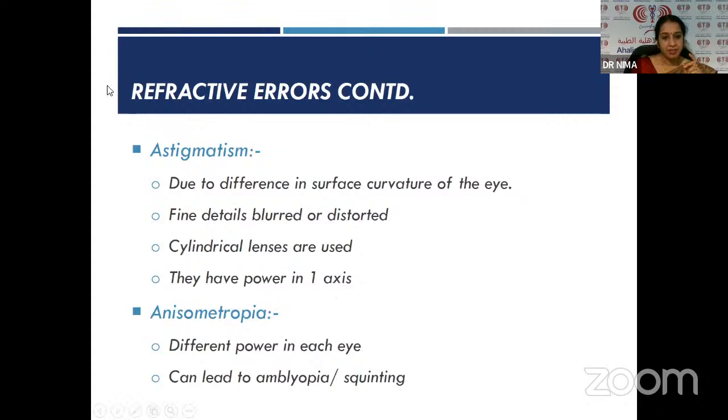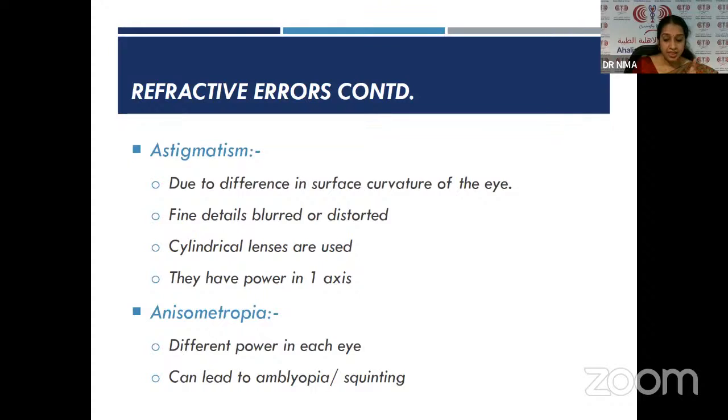Then astigmatism. It is due to the difference in the surface curvature of the eye, that is, the corneal surface irregularity is causing this astigmatism. So the fine details will be blurred or distorted. In this, we see the child having a head tilt, because in that particular axis the child will have better vision. So he's tilting his head into that axis so that his vision is clear. For this, we prescribe cylindrical lenses. They have power in one axis.